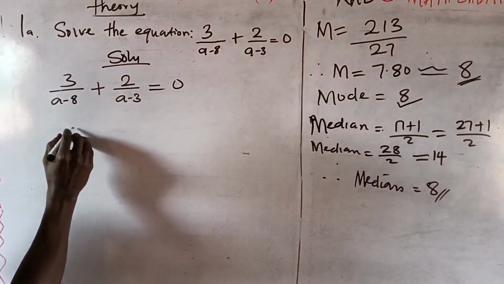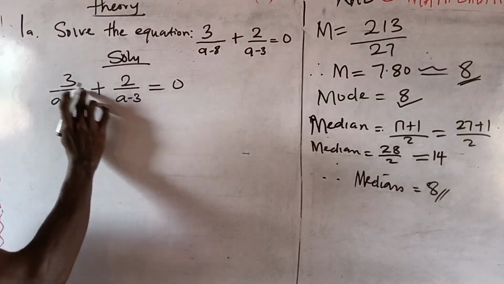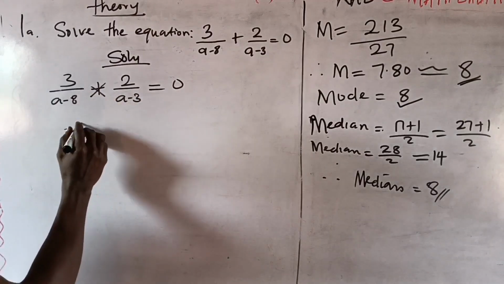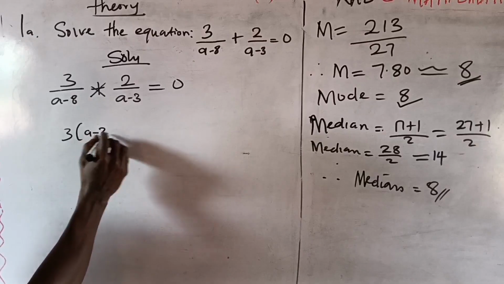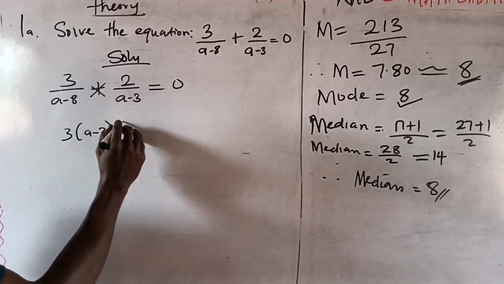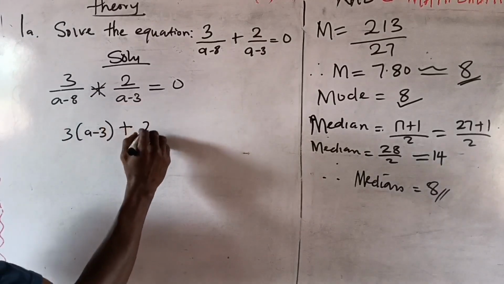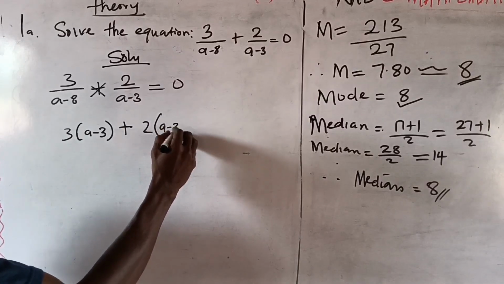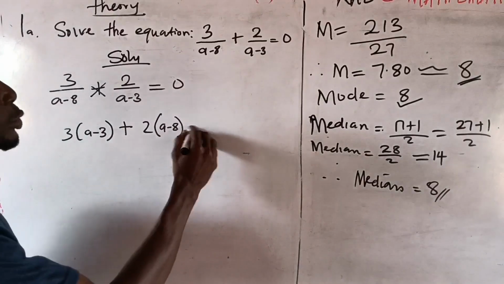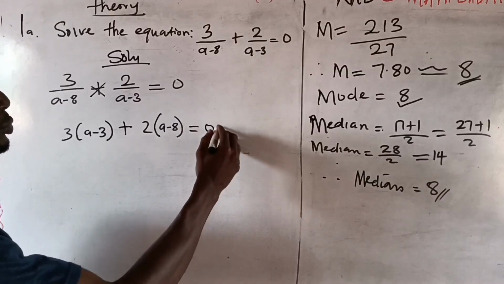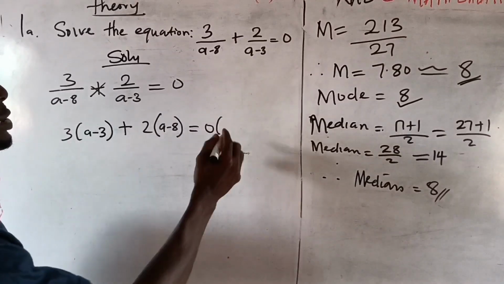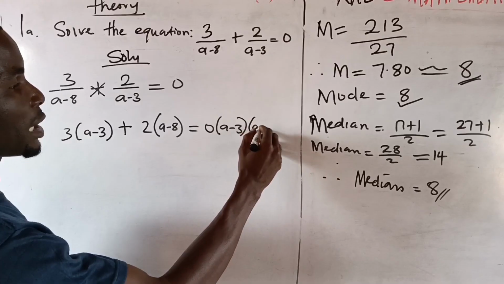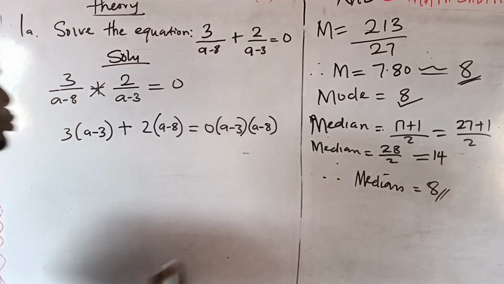So we have 3, and you cross multiply. This one is multiplying this: 3 open bracket a minus 3 close bracket, plus 2 open bracket a minus 8 close bracket, equals 0 times open bracket a minus 3 close bracket, open bracket a minus 8 close bracket.